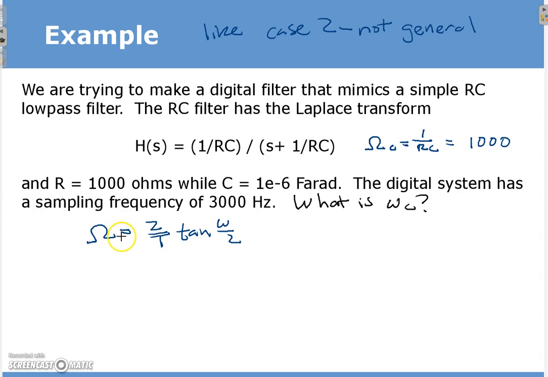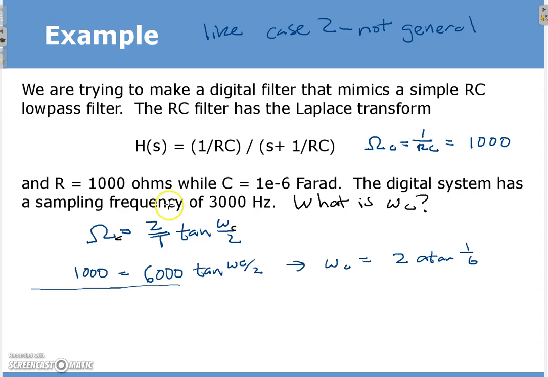So this is the general case, but let's say that's the cutoff. This is going to be 1,000. It's basically 1,000 equals 2 over T, but T is 1 over the sampling rate, so we can say this is 2 times 3,000, 6,000, tangent omega c divided by 2. So then from that you can solve, and I won't do it, but you can say omega c equals 2 times arctan of 1/6.